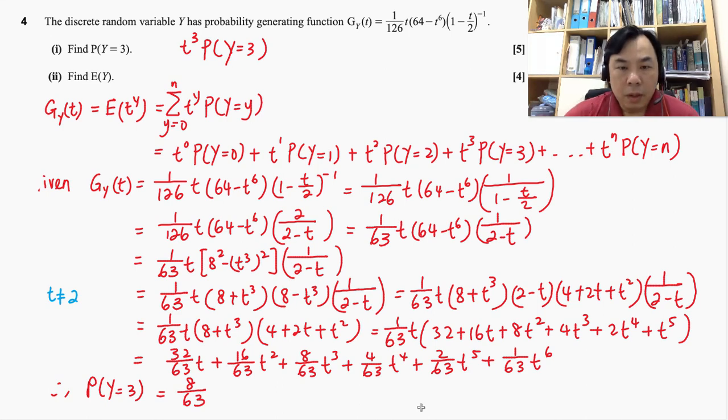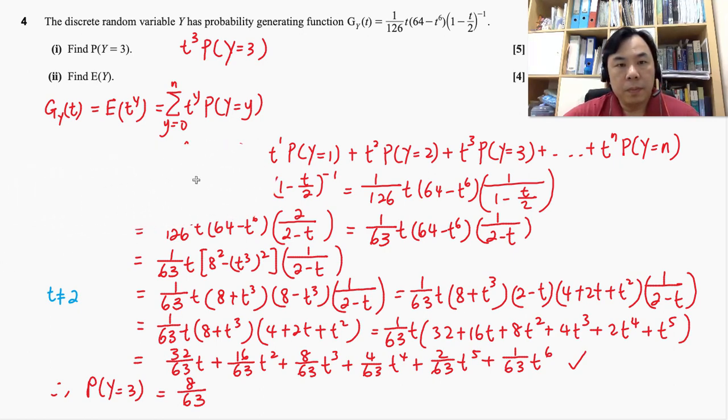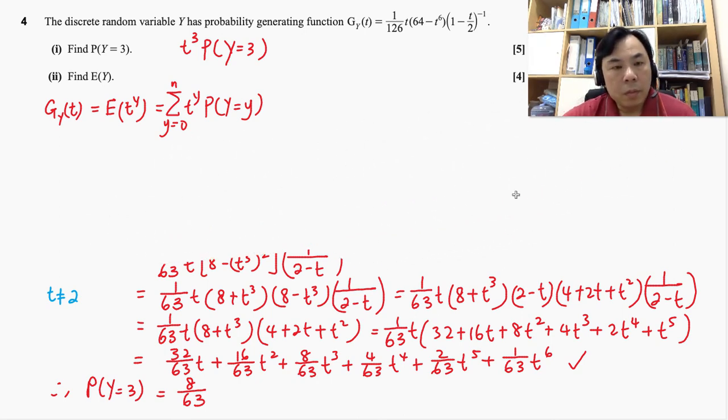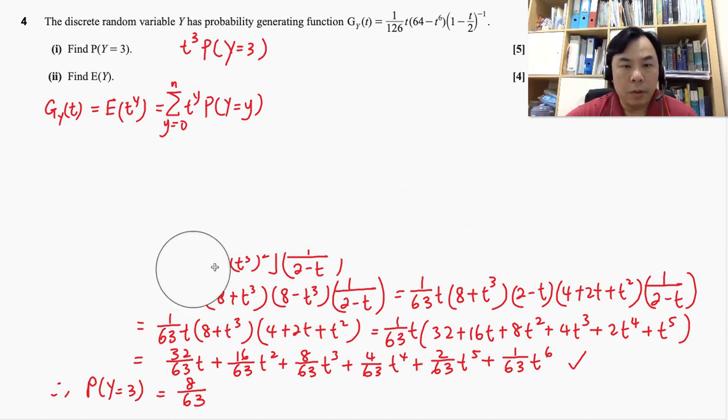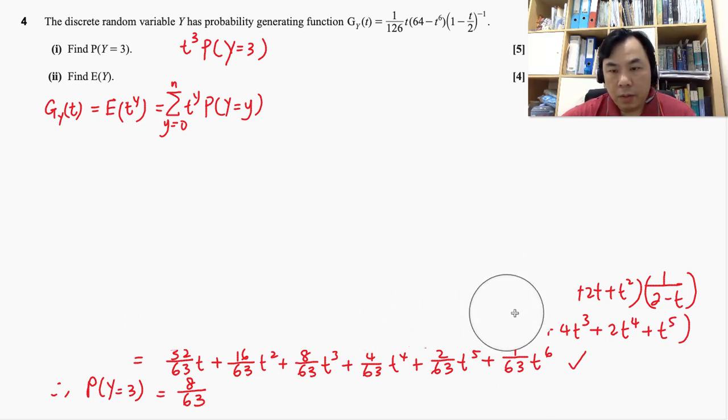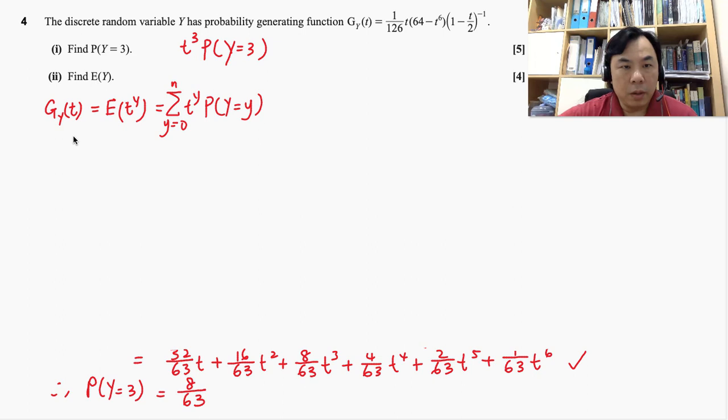Okay, all right. Now I'm going to pause here for a while. I'm going to write down the result that we have here. This is the result that we have. So I'm going to erase everything. Okay, hold on. So the result that I have obtained at this point is this. So I'm going to write it down. This G_Y(t), the probability generating function, can be written as this, 32 over 63 t.